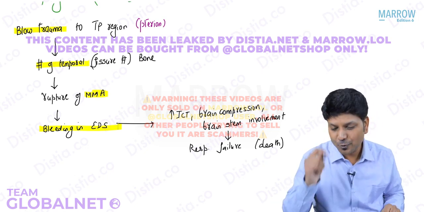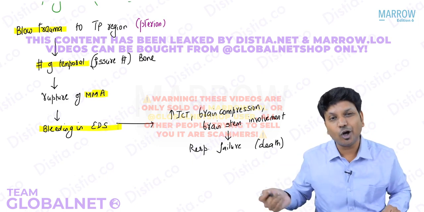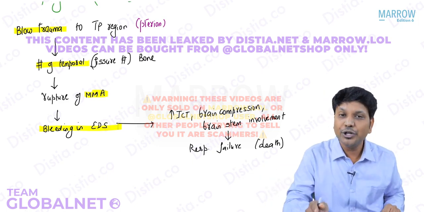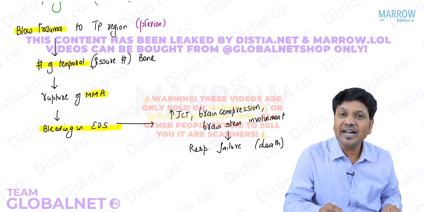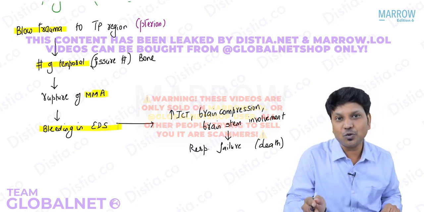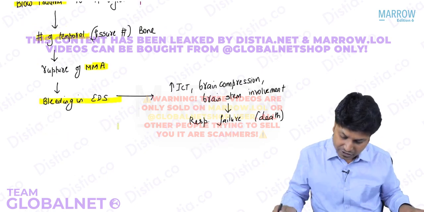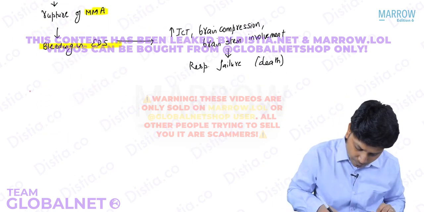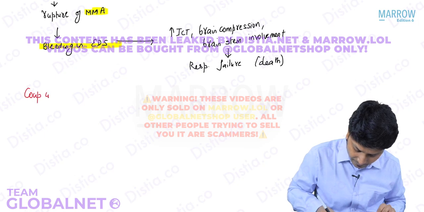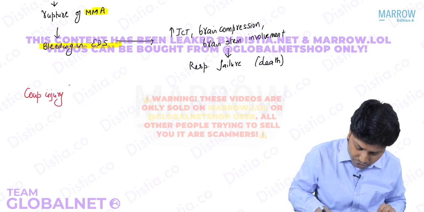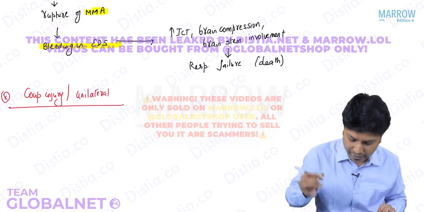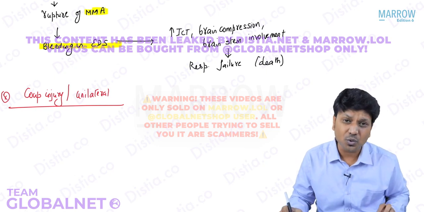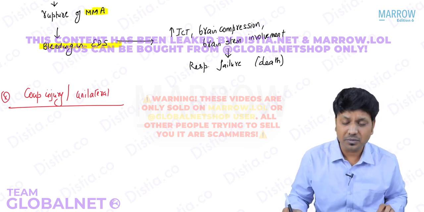Fine. Suppose an iron rod hits the right side of the temporal region, do you get EDH on the right side or left side? In other words, is it a coup injury or contrecoup injury? Do remember, it is almost always coup. It is usually a coup injury and it is unilateral. Very, very important to remember.